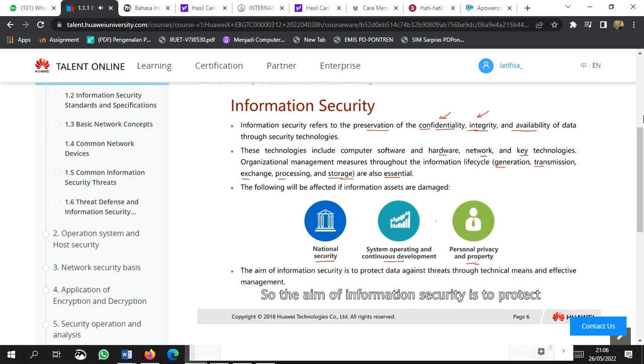So the aim of information security is to protect data against threats through technical means and effective management. So this is the whole objective of information security. Okay, so it's to protect.